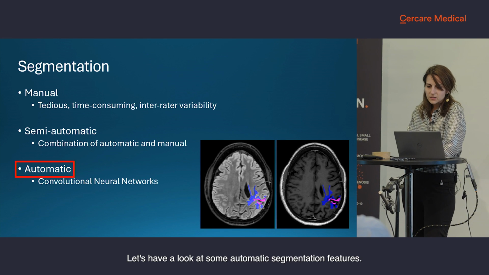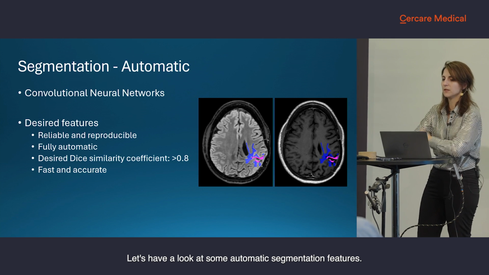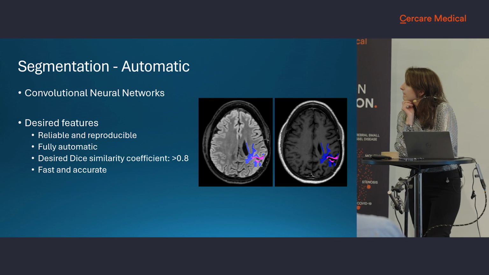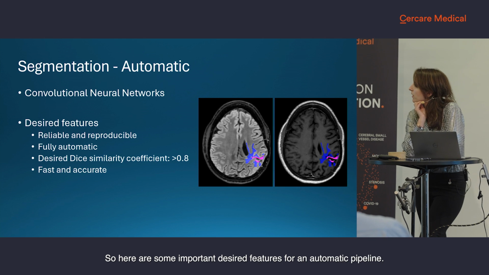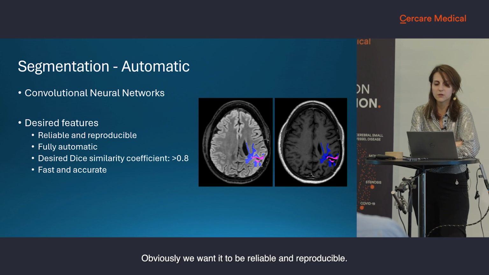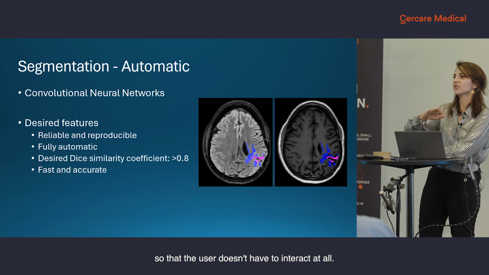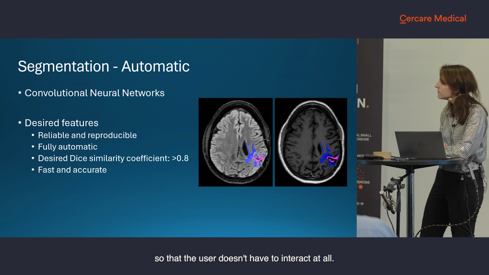Let's have a look at some automatic segmentation features. Here are some important desired features for an automatic pipeline. Obviously, we want it to be reliable and reproducible. We would like it to be fully automatic and accurate so that the user doesn't have to interact at all.